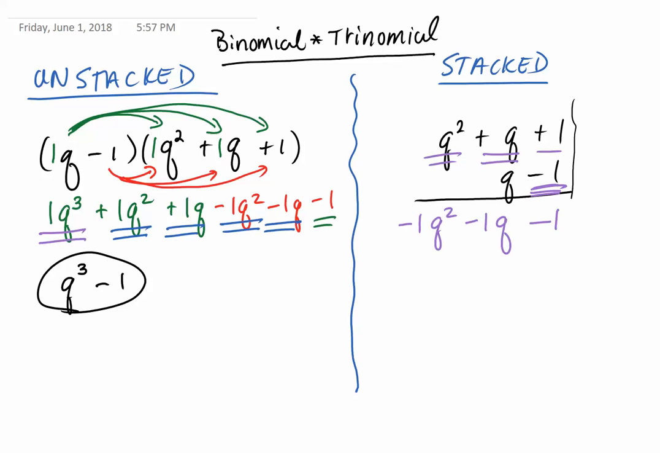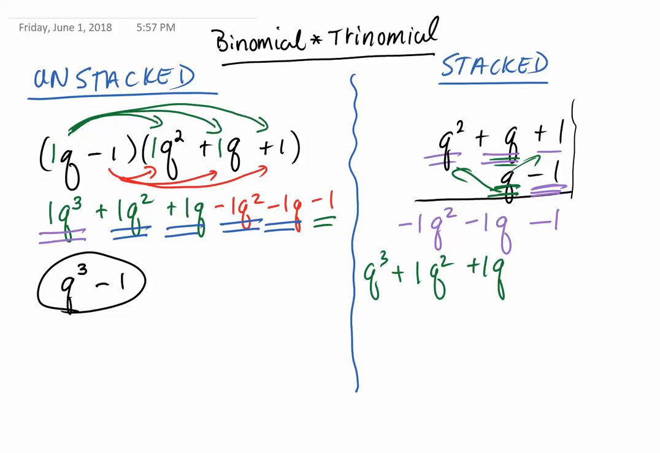Just like with regular multiplication, we're going to drop down and then move 1 to the left as a placeholder, and now we'll multiply the q times each of the terms of the trinomial. Q times 1 is plus 1q. Q times q, and again that's 1 times 1, is 1q squared. And then finally q times q squared is q cubed.